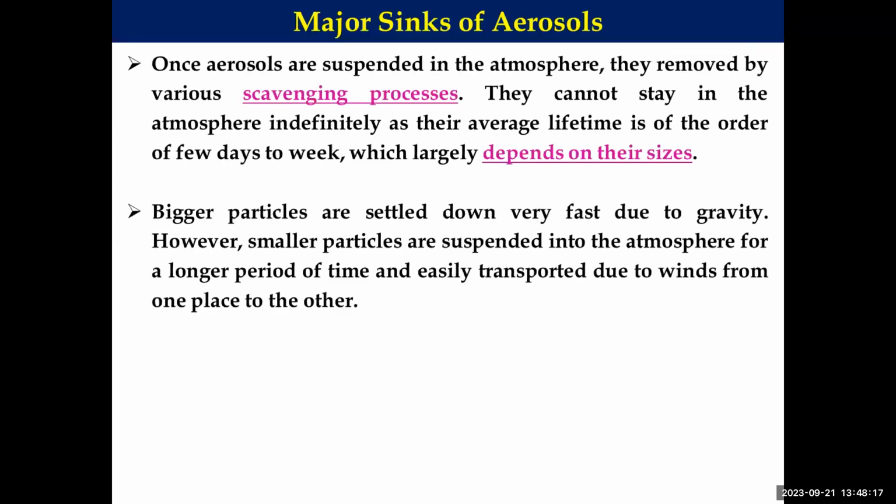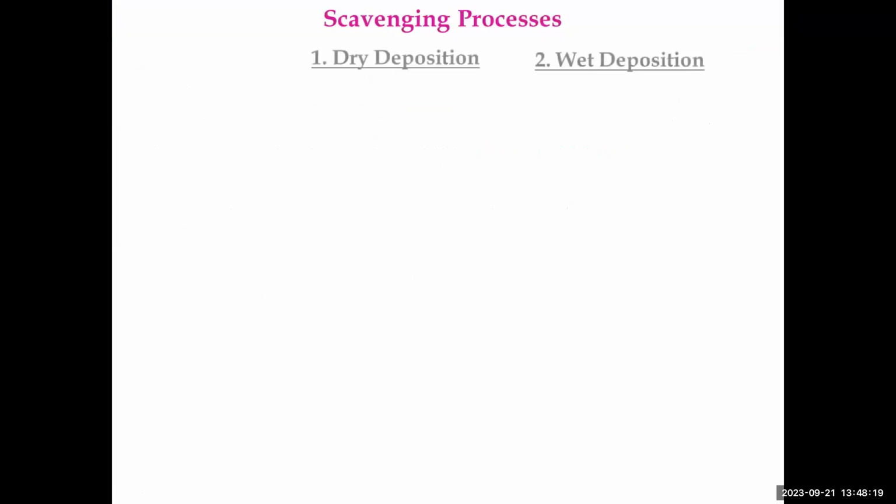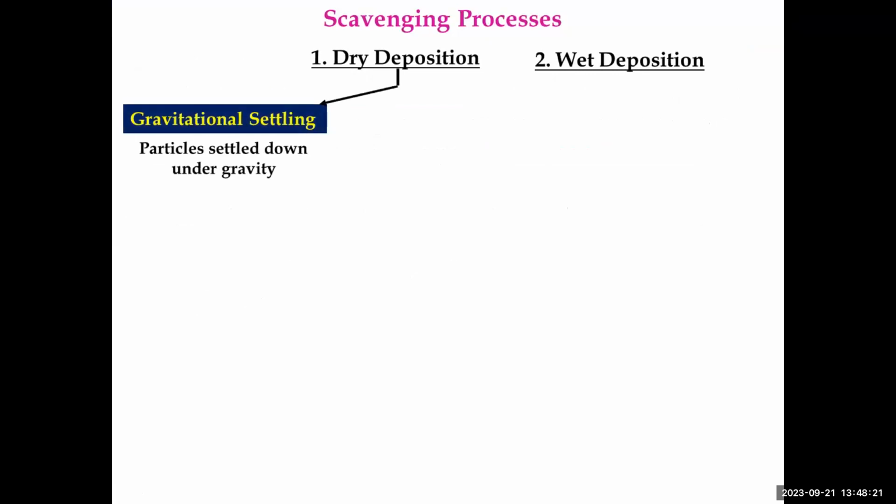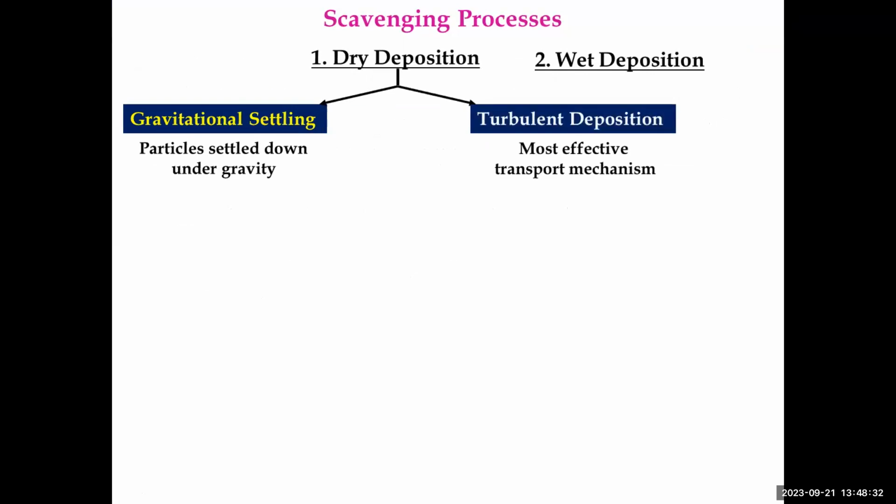So coming to dry deposition and wet deposition, because these are the scavenging processes. Dry deposition can be divided into two parts: gravitational settling, like when particles settle down under gravity forces, and then turbulent deposition, which is the most effective transport process in the atmosphere.